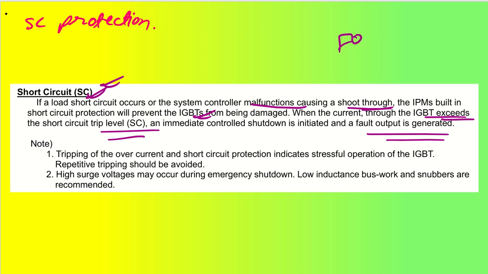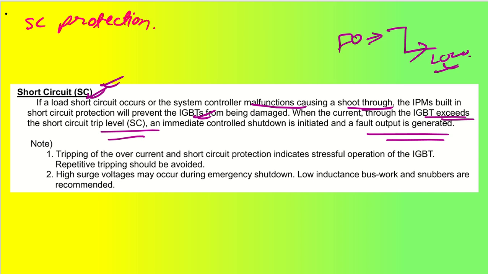So my fault output, which was already discussed in the previous session in the pin description diagram, what will happen? It will go low, since it is active low, and this is how it will be communicated to the controller, like a microcontroller or somewhere, that the IGBT is in fault condition. That's all.